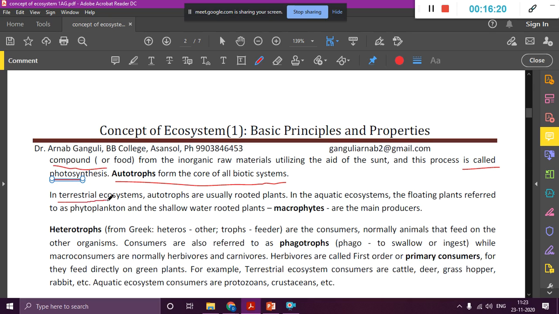In terrestrial ecosystems, the autotrophs are usually rooted plants, the plants which have roots. In aquatic ecosystems, the floating plants referred to as phytoplankton, and the shallow water rooted plants known as macrophytes, are the main producers.